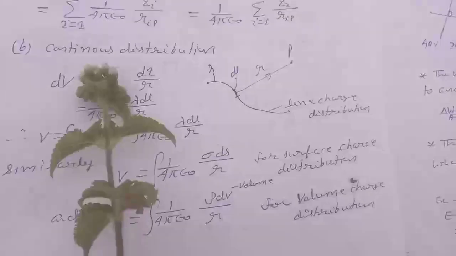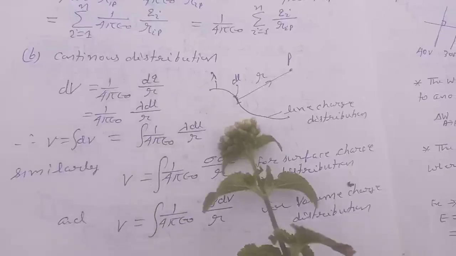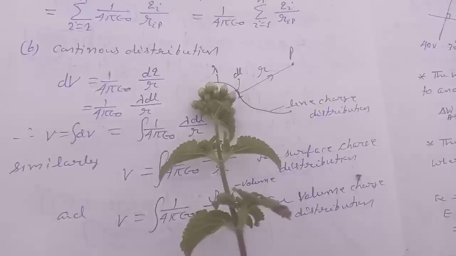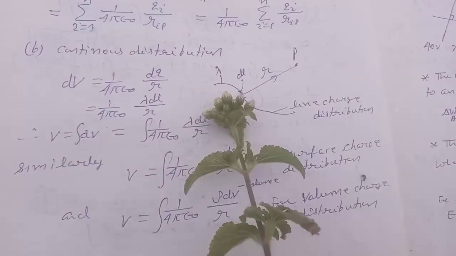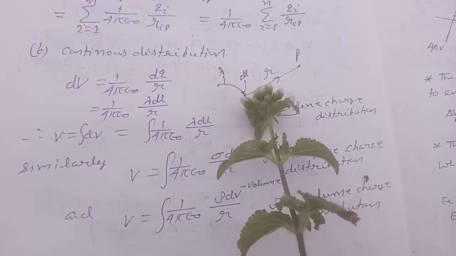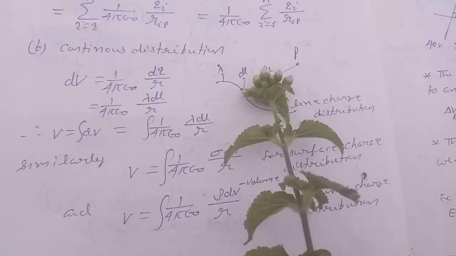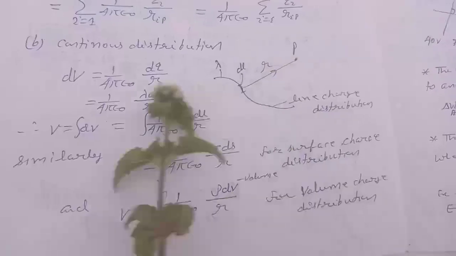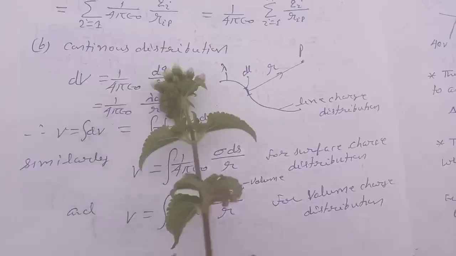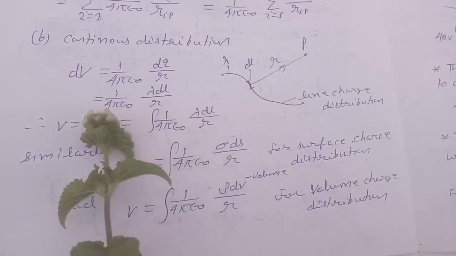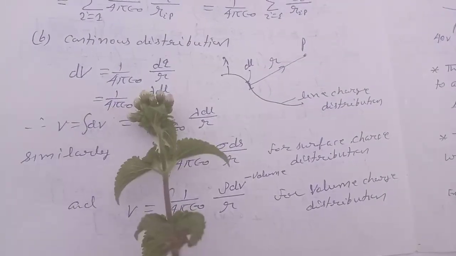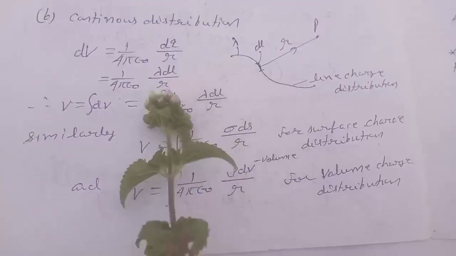B. Continuous distribution of charge. For linear distribution of charge, here it is shown. The elemental length is dl and we have to find the potential at point P, which is at distance r. So dV equals 1 by 4 pi epsilon naught dq by r, which equals 1 by 4 pi epsilon naught lambda dl by r.